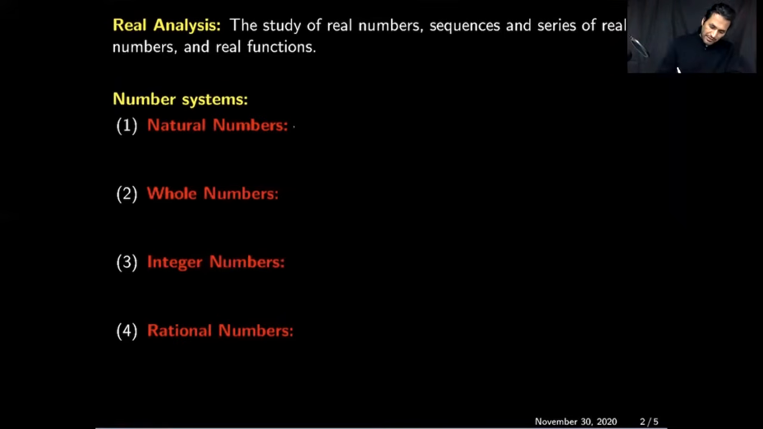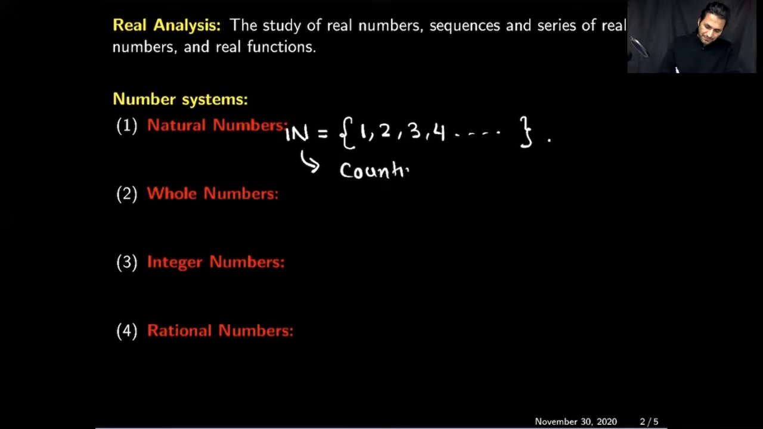It is denoted by capital N, and in the natural number system, we have numbers 1, 2, 3, 4, and so on. These natural numbers are also known as counting numbers because in ancient mathematics, they were used to count objects. So for example, if we have to count a certain number of objects, we use 1, 2, 3, 4, and so on. This is the reason these numbers are also known as counting numbers.